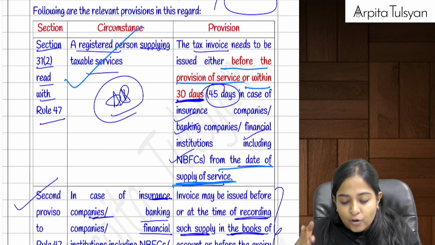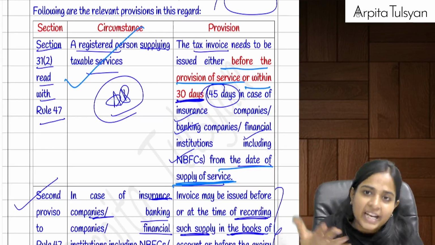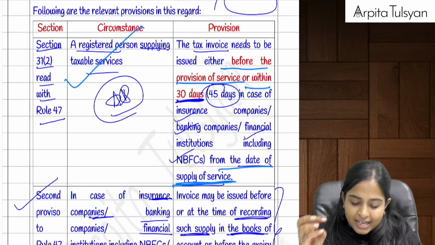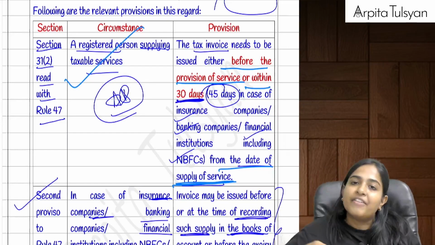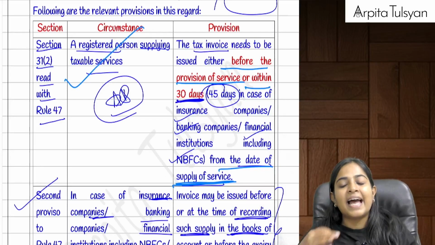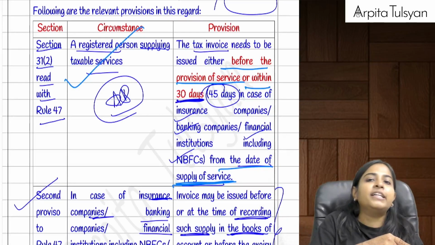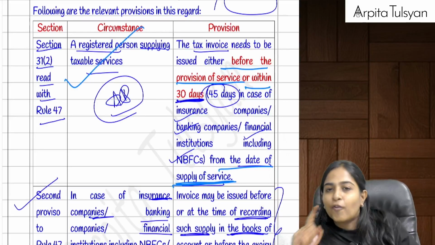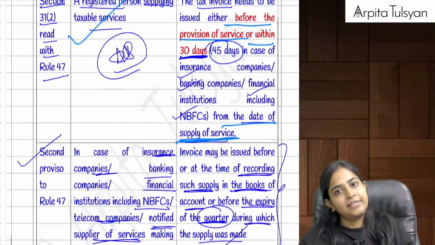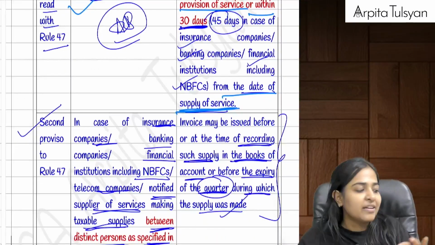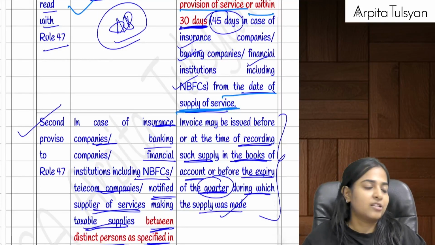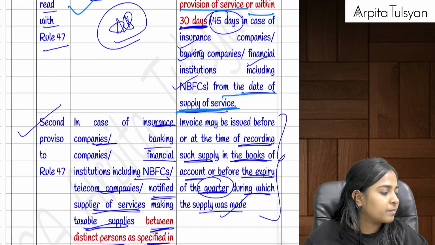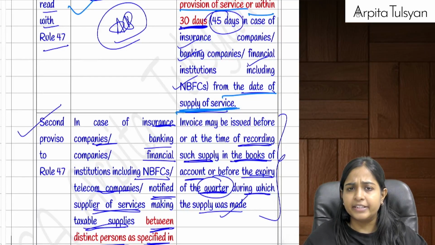And in case of insurance company, banking company, financial institutions, including NBFCs, whenever they are providing any service, they can issue the invoice, instead of 30 days, within a time period of 45 days from the supply of service. So here the GST authorities are giving us a time period of 30 days to issue the invoice. Very clear with this? Yes.